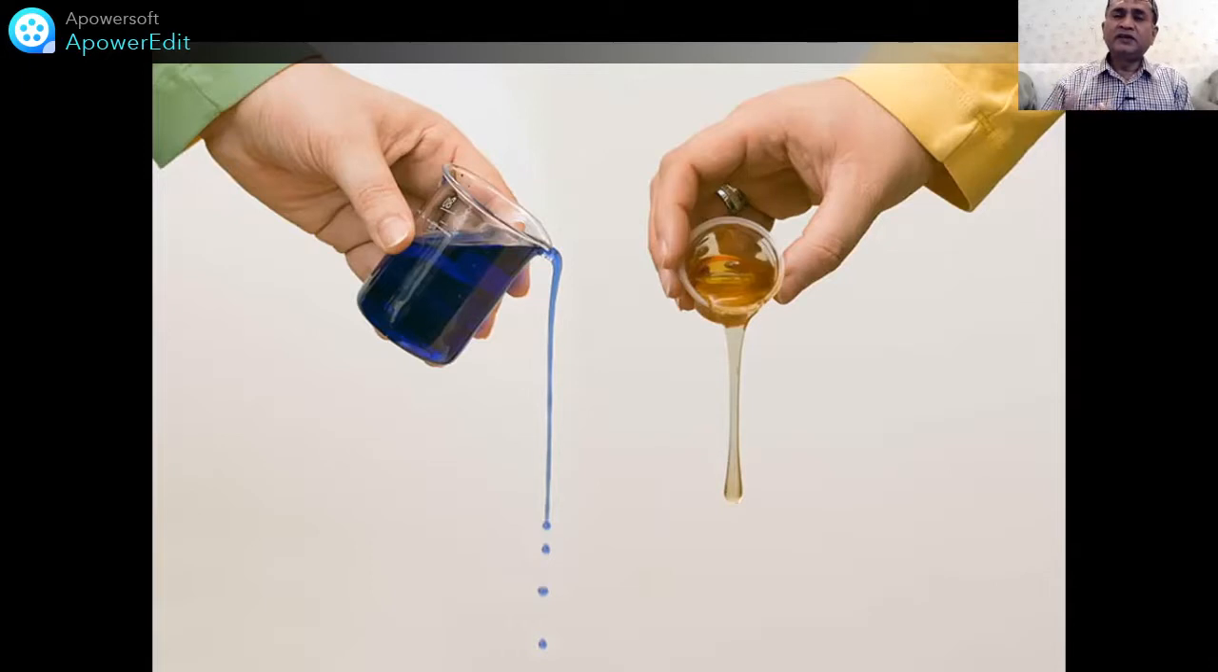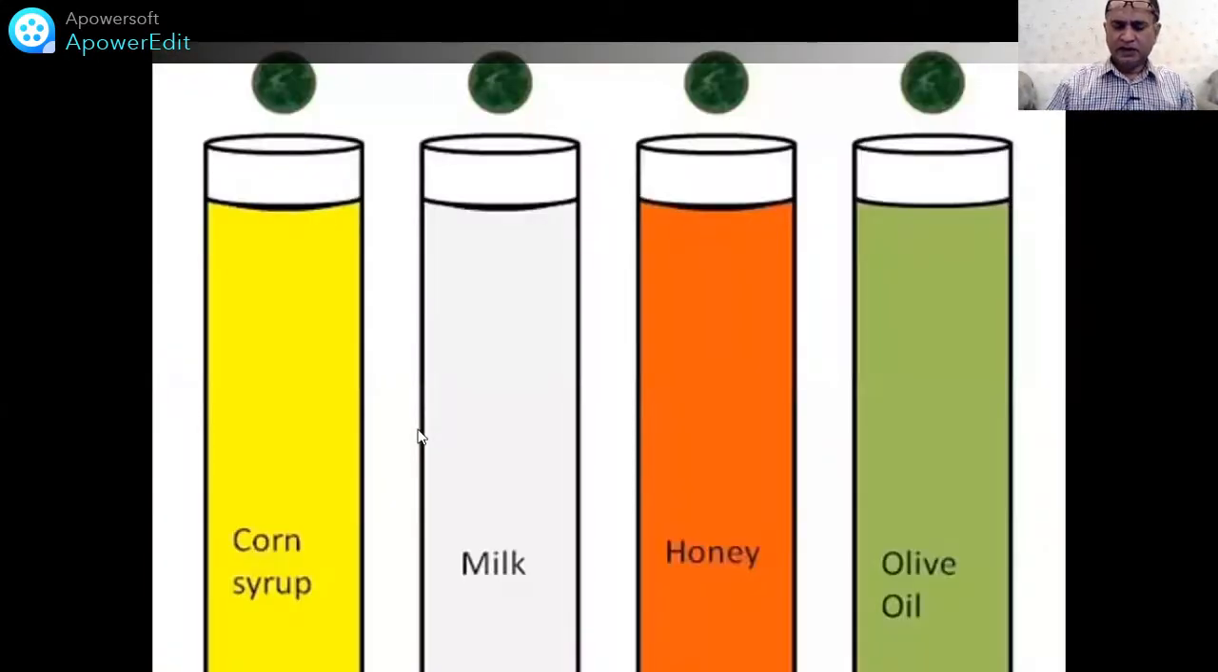So that is why different liquids have different rates of flow. Why do they have different rates of flow? Because they have different viscosity. Honey is more viscous than water. Similarly, let's suppose we have different chemical liquids. One has corn syrup, another is milk, then honey, and then olive oil. If we drop spheres of the same nature in these at the same time, then in milk it will reach the bottom quickly, then corn syrup, then olive oil, and finally honey. So honey is showing maximum resistance. That is why we say that honey is more viscous than all of these.